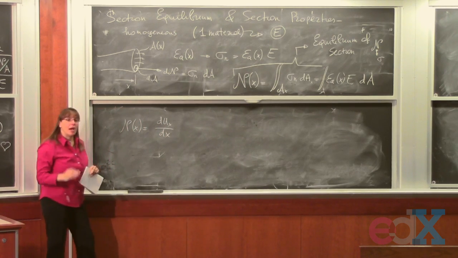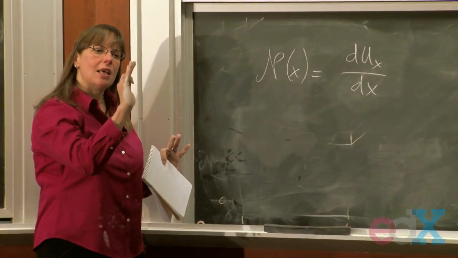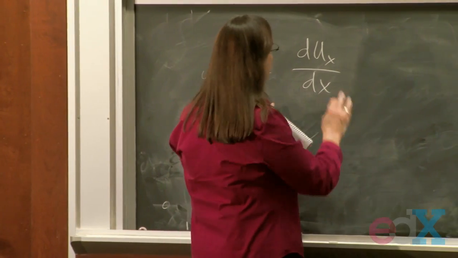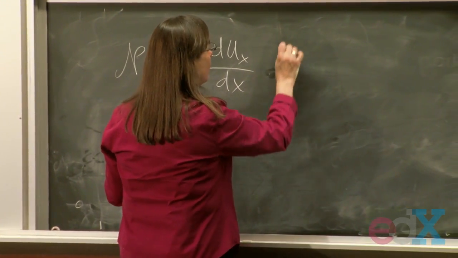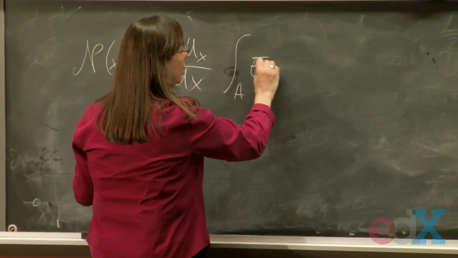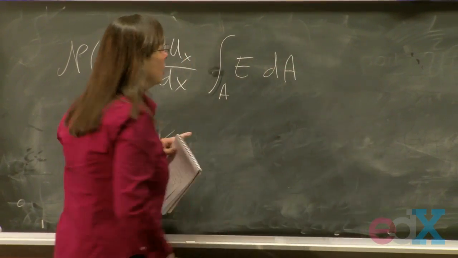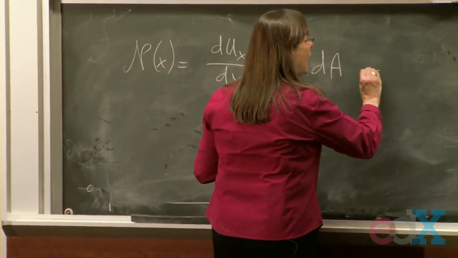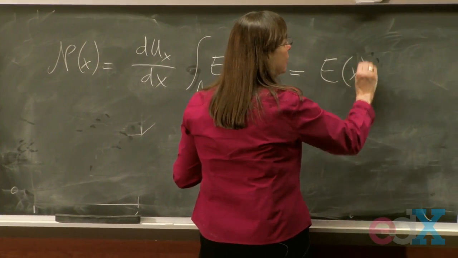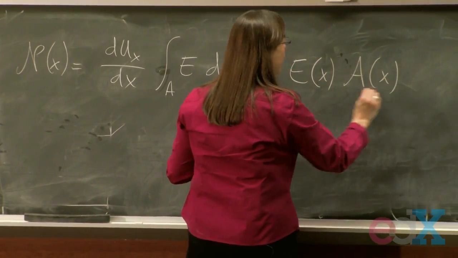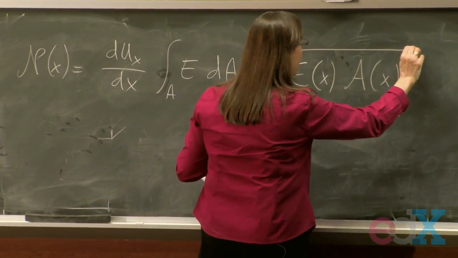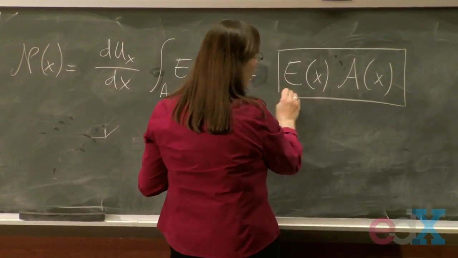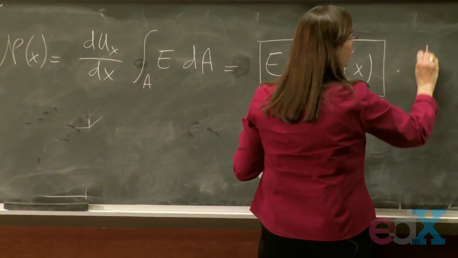They're the same, but in order for us to have equations that look just the same in axial loading, torsion, and bending, I like that better. So N of X is du_x/dx, which multiplies the integral over the area of E times dA. Now, E is also constant over the area, and as I integrate it over the area, I get E times area of X, times du_x/dx. Let's not forget that.